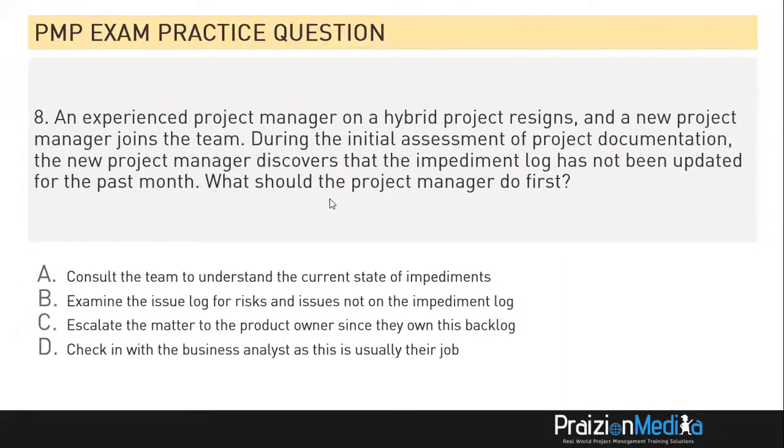It reads, an experienced project manager on a hybrid project resigns, and a new project manager joins the team. During the initial assessment of project documentation, the new project manager discovers that the impediment log has not been updated for the past month. What should the project manager do first?